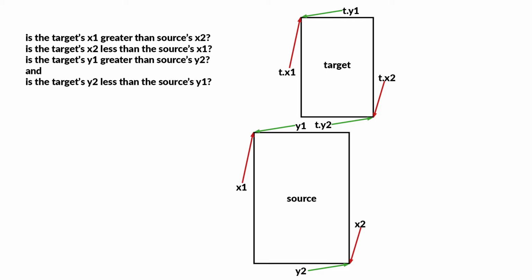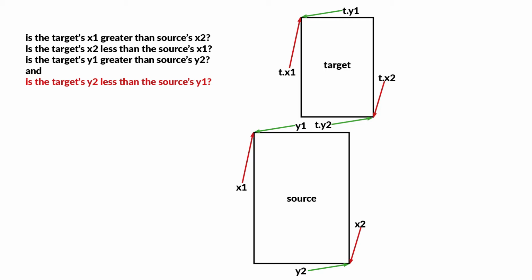So, is the target's x1 greater than the source's x2? That's false. Is the target's x2 less than the source's x1? Also false. Is the target's y1 greater than the source's y2? That's false. And is the target's y2 less than the source's y1? That is true. So that means no collision has taken place.